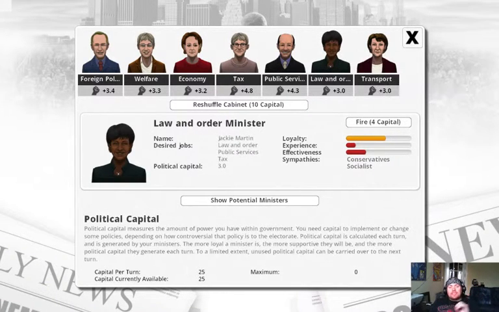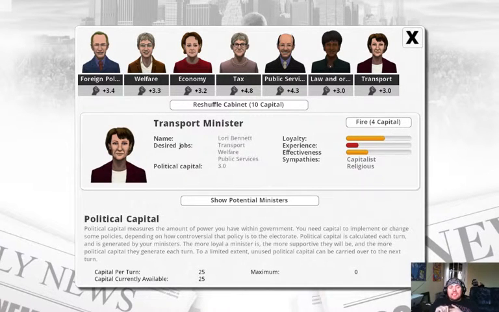The Law and Order Minister, Minister for Law and Order, Jackie Martin. Loyalty is pretty good. It's not as good as some of the others, but it's still right up there. Experience so-so, effectiveness. Sympathies go towards Conservatives and Socialists, but I suppose we will probably have Socialists on our side quite a lot with the policies I plan to enact.